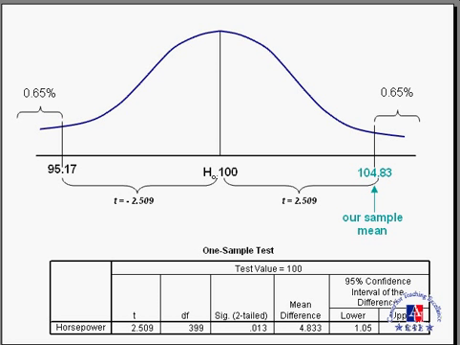Alternatively, you could hypothesize that average horsepower is greater than 100. In this case, we would only take into account the right-hand tail of the sampling distribution. Our significance level, then, is not 0.013, as given by SPSS, but 0.0065, or half the amount.